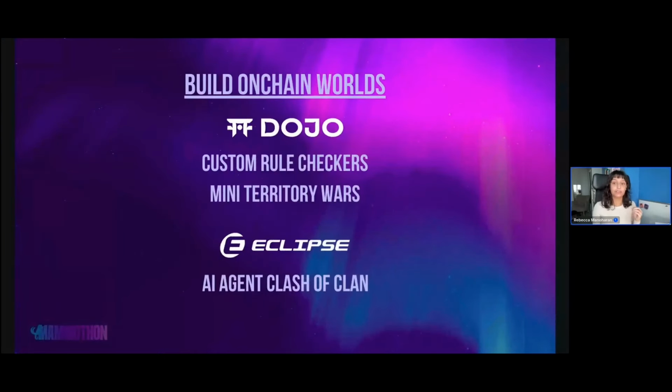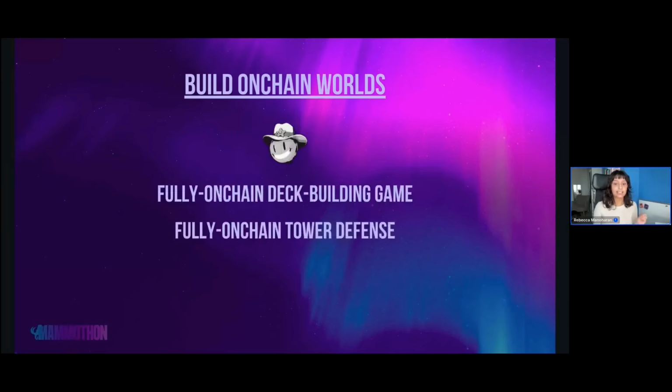Dojo allows you to build decentralized games and applications faster. They want you to build custom rules checkers and a mini territory game. Eclipse also has an on-chain worlds idea alongside their building unstoppable apps, and that is to build an AI agent Clash of Clans. Happy Chain is an L2 chain that brings free-to-play and zero friction onboarding on-chain, and they want you to build a fully on-chain deck building game or a fully on-chain tower defense game.